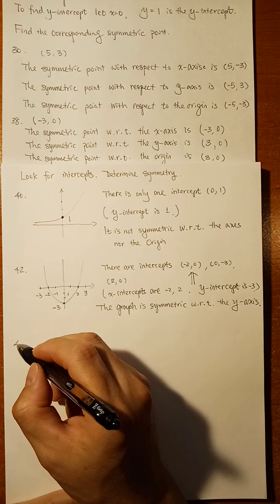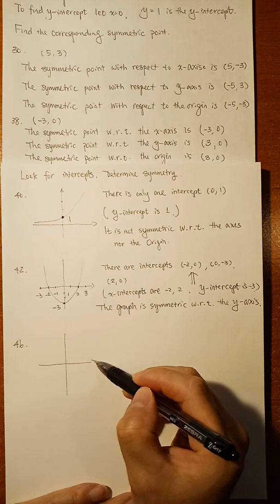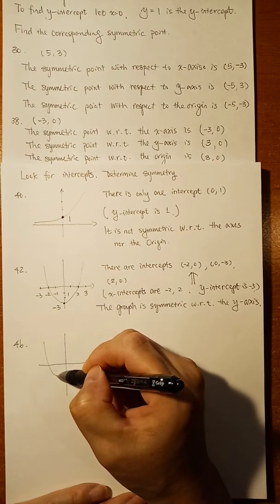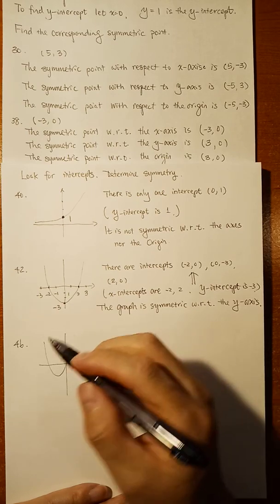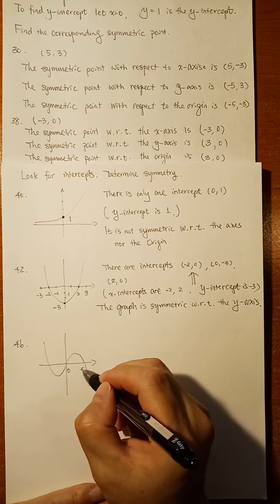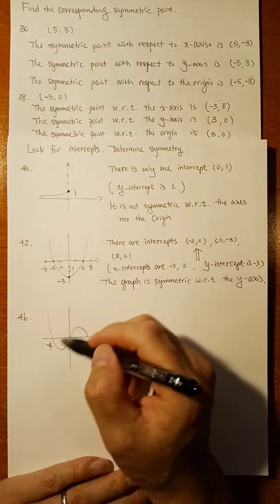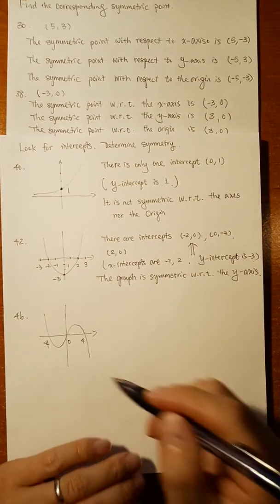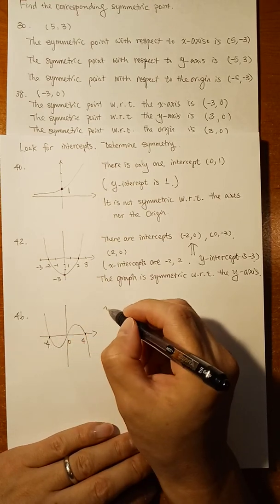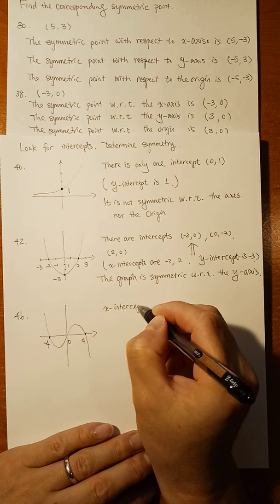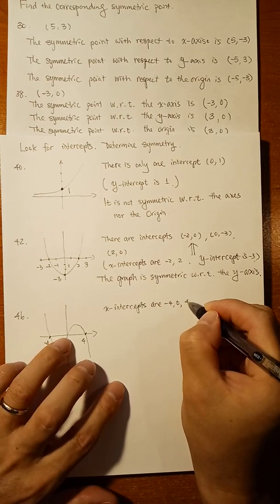Let's see the 46. It's like this. It's 0, 4, -4. You just check your electronic version of the textbook and see. So this is number 4. This is number -4. So for this graph, we see the x-intercepts are -4, 0, and 4.